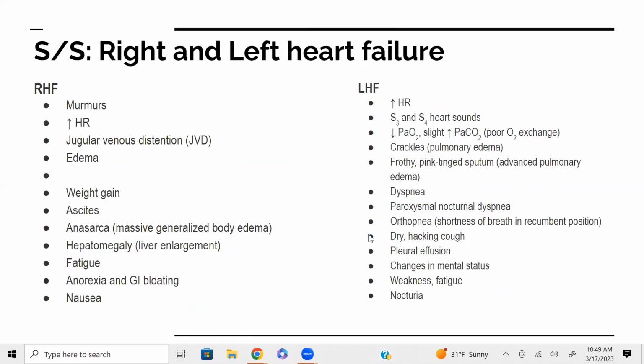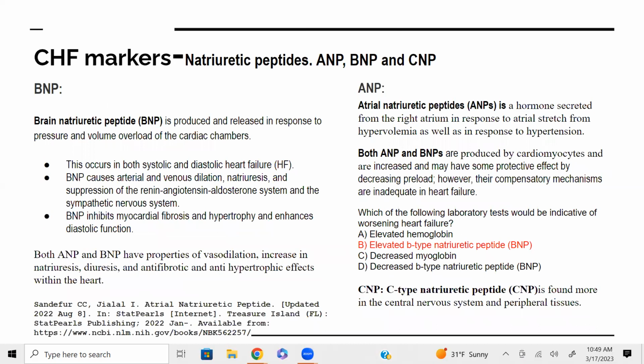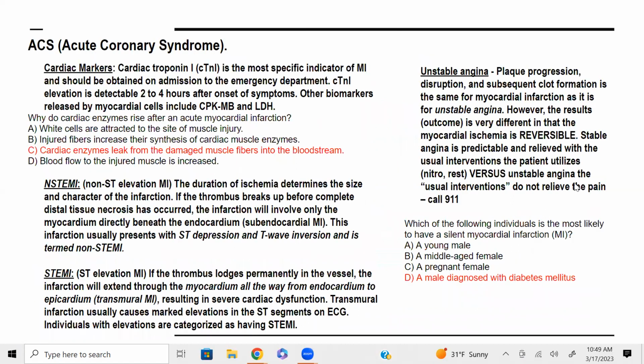And then we have the cardiac markers, natriuretic peptides: ANP, BNP, and CNP. You've probably seen a lot of BNPs in the clinical setting, but we have a CNP also. It's more found in the central nervous system and peripheral tissues. Both ANP and BNP have vasodilation characteristics. They increase natriuresis and diuresis, and have anti-fibrotic, anti-hypertrophic effects on the heart. It's one of the cardiac markers we use to evaluate congestive heart failure. So here are the sample questions related to that.